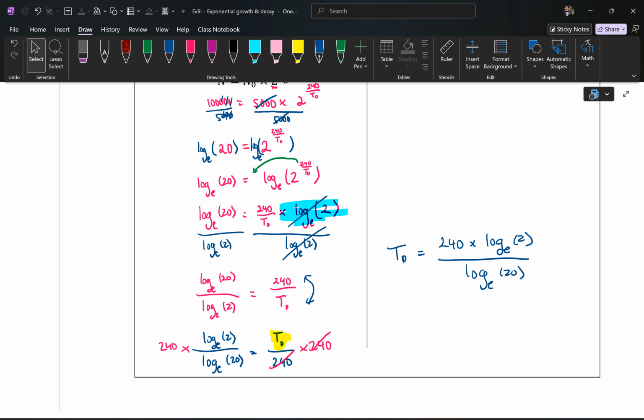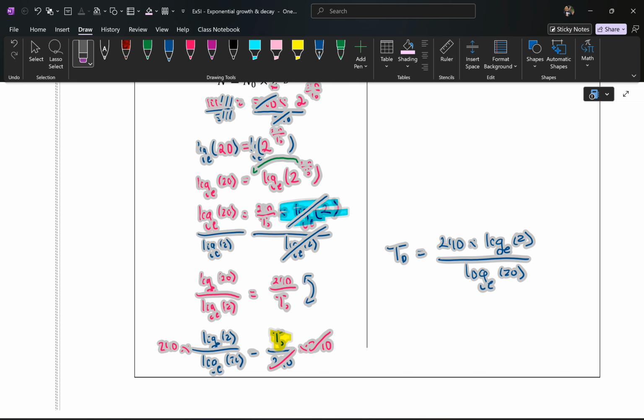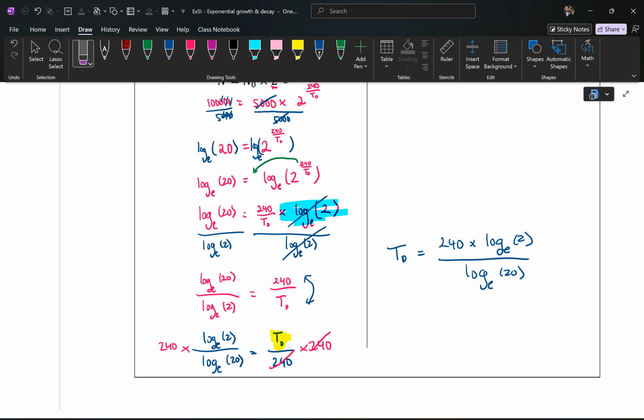Another common mistake is that they will do log E of 2 divided by log E of 20. They mix it up with index laws, and then they'll subtract 2 from 20. Because of that, it would be wrong too. That's your final answer. Let's type it in our CAS. Let's see if we get the same answer.